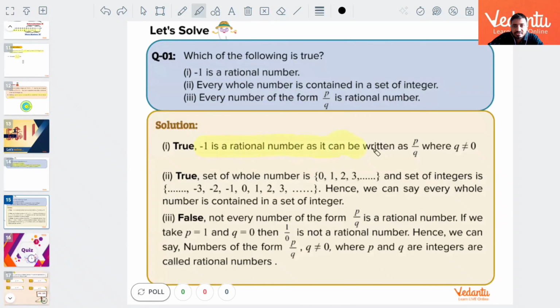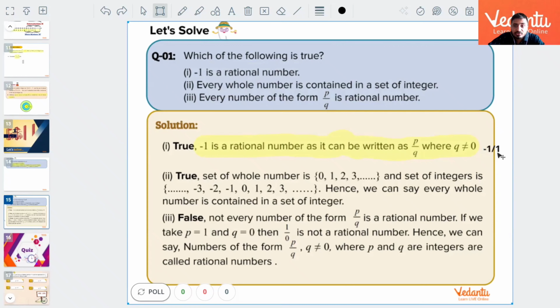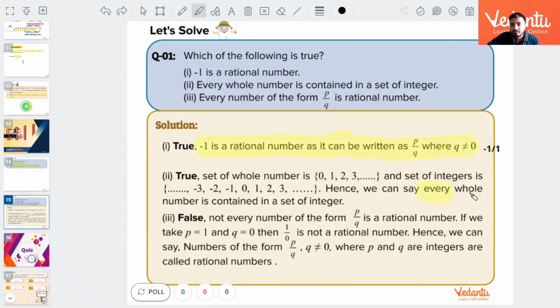-1 is a rational number which can be written as -1 by 1. Say yes or no. -1 by 1 is a rational number. Yes, it is a rational number. And q is not equal to 0. Therefore, the condition is satisfied. Therefore, -1 is a rational number. Clear? Okay, excellent. Every whole number is contained in the set of integers. Yes. What are integers? Integers are positive numbers, negative numbers, as well as 0. So every whole number is contained in the set of integers.